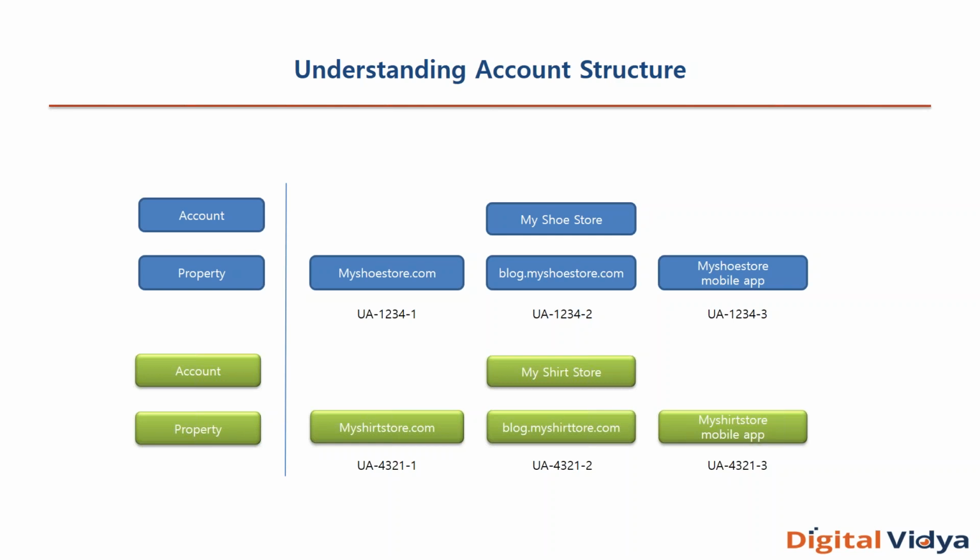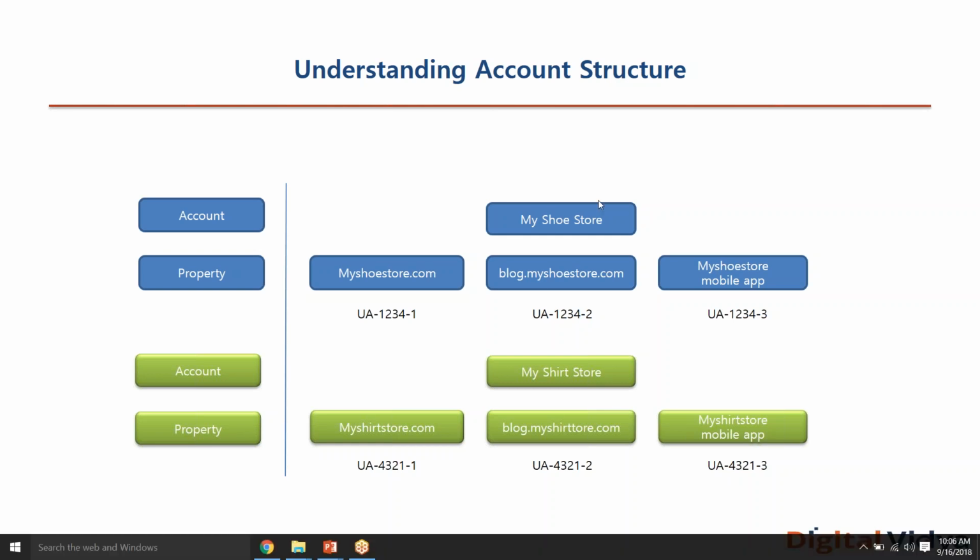And after this, we discussed that with one free Google Analytics login ID, or one Gmail ID, you can create 100 accounts, and under each account, you can create 50 websites. So essentially, you can have 5,000 unique such codes.